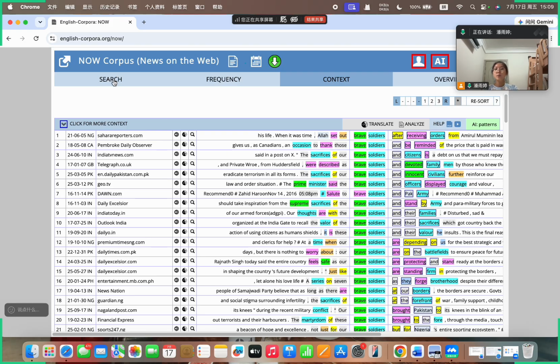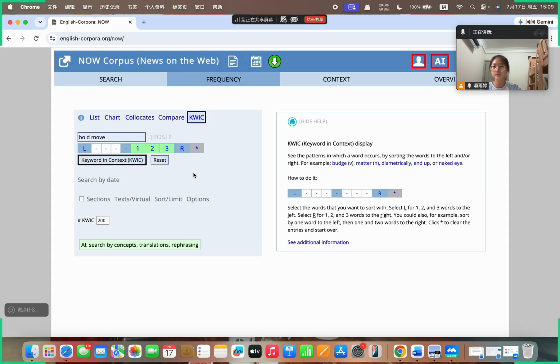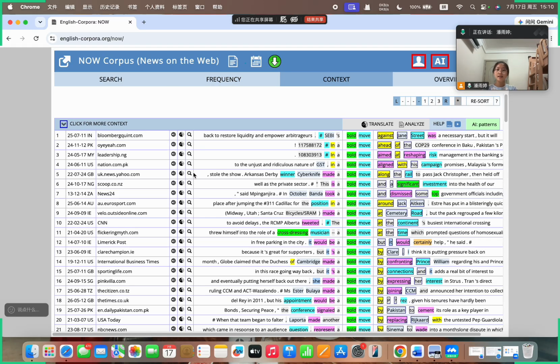Now I search bold move the same way. The context is completely different. These sentences are about business and politics, like a company making a bold move, China making a bold move by opting to pay interest. So, bold describes a daring action or decision, not a person.